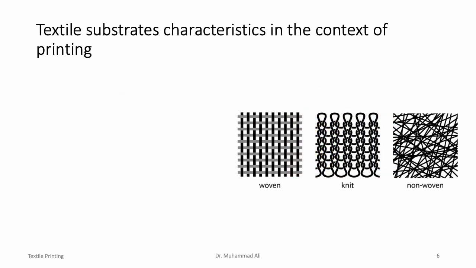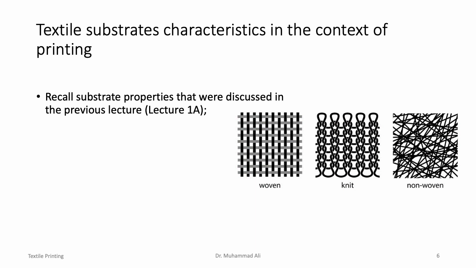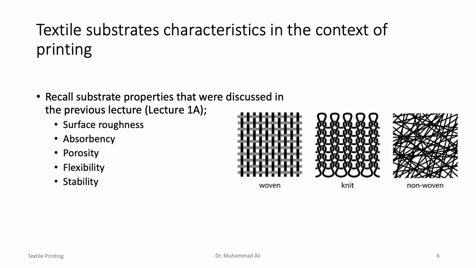Now let's have a look at the characteristics of textile substrates in the context of printing. For this, you have to quickly recall the substrate properties that were discussed in the previous lecture. Those are surface roughness, absorbency, porosity, flexibility, and stability of the substrate that you are printing. There can be other substrate properties also, but these five are the more important ones.